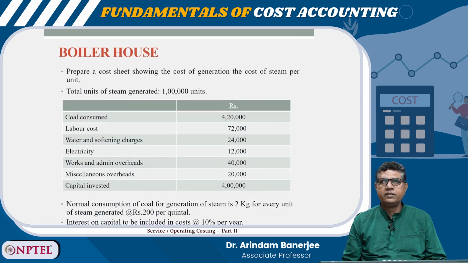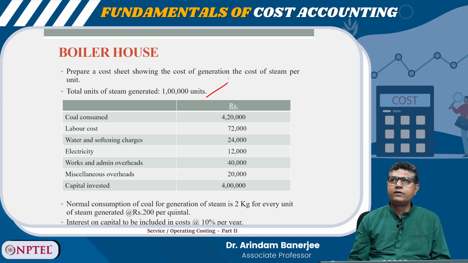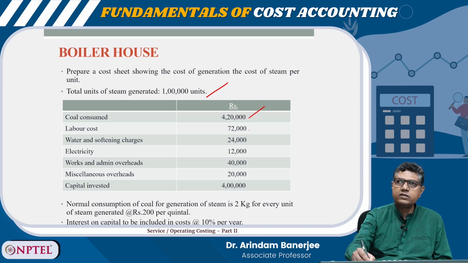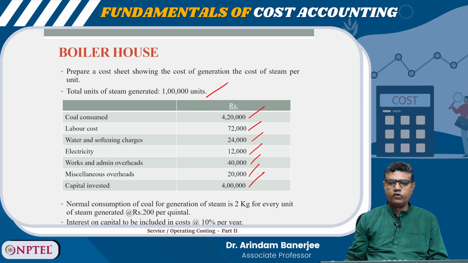So, here is one problem. Prepare a cost sheet showing the cost of generation, the cost of steam per unit, right? So, total units of steam generated is 1 lakh units, right? Coal consumed 4 lakh 20, labor cost 72,000, water and softening charges 24,000, electricity 12,000, works and admin overheads 40,000, miscellaneous overheads 20,000, capital invested 4 lakh.